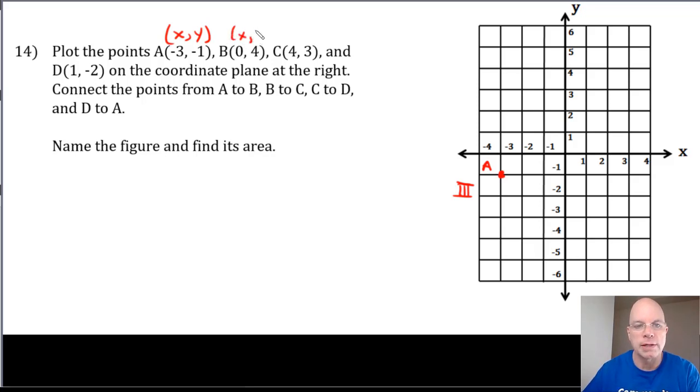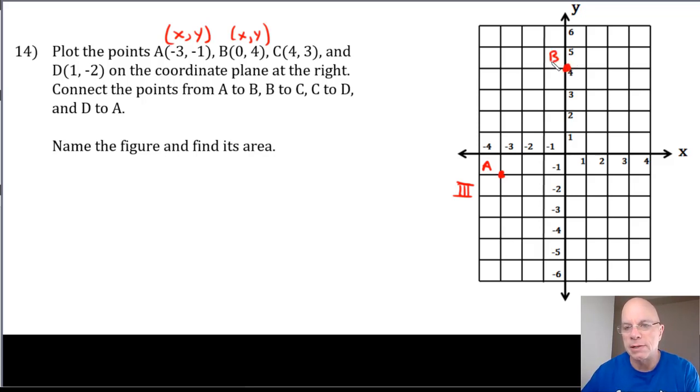B is at (0, 4). If the x coordinate is 0, when we start at the origin, we don't move for x. We don't move in any kind of horizontal right or left direction. But y is positive 4, so we do need to move in a positive vertical direction, or up 4.